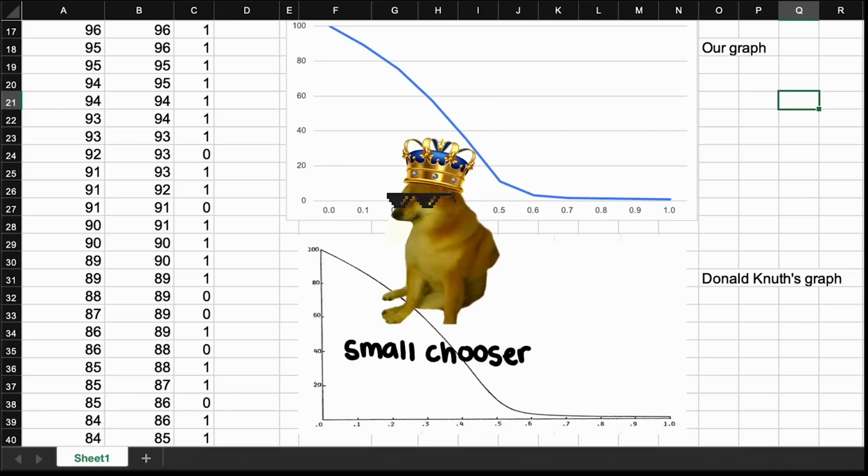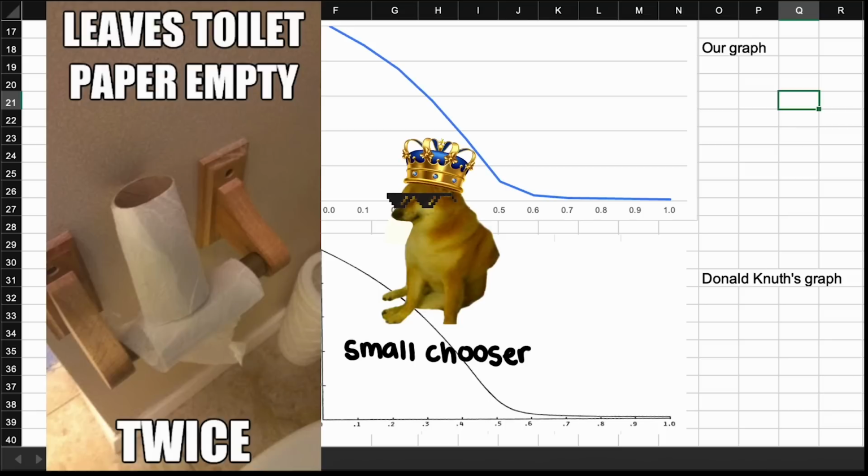So what does this mean? It means choose the small roll. You might be the person that saves that poor soul from being left without enough toilet paper.